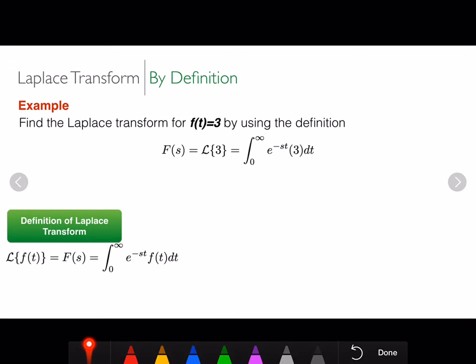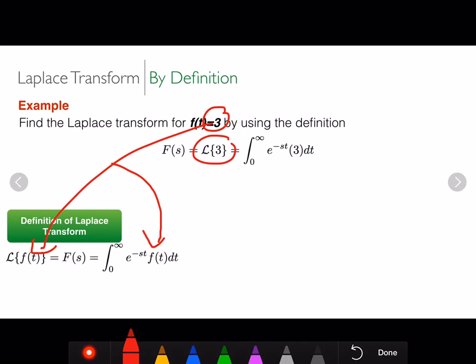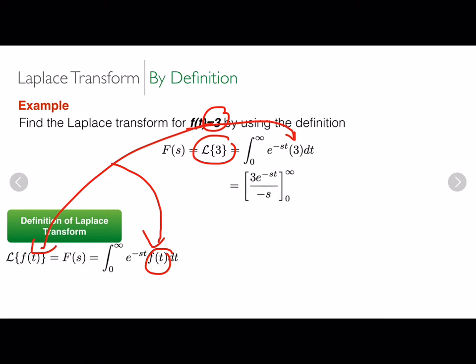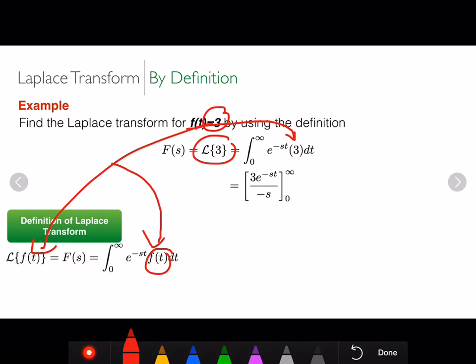Okay, so it's very easy. You just replace f(t), which is 3, into the definition. So this is what I have here. The same thing goes for replacing the function into this one, and this is what you have over here. What I did here is a straightforward simplification, and then I just integrate. So this is what I get here.